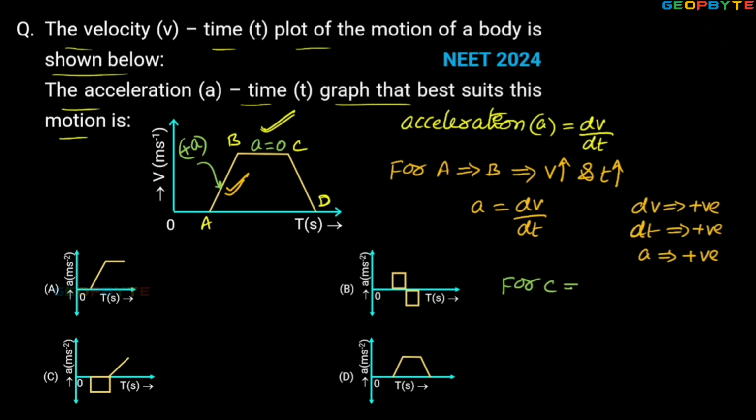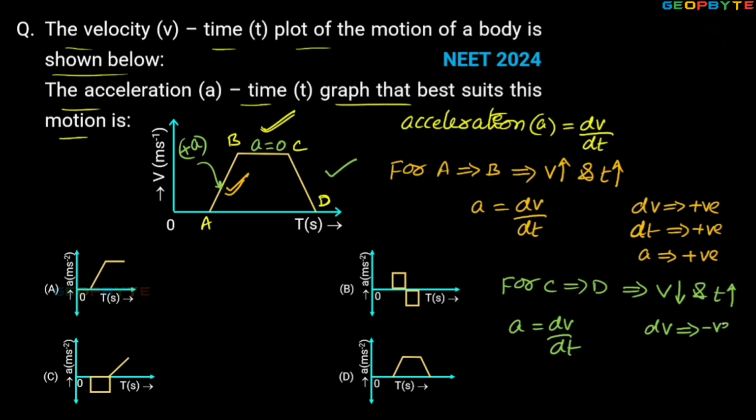For C to D, look at the diagram. Velocity decreasing along with the time. That means while the time is increasing, velocity is decreasing. Then acceleration equal to what? dv by dt. Here velocity decreasing means dv negative.